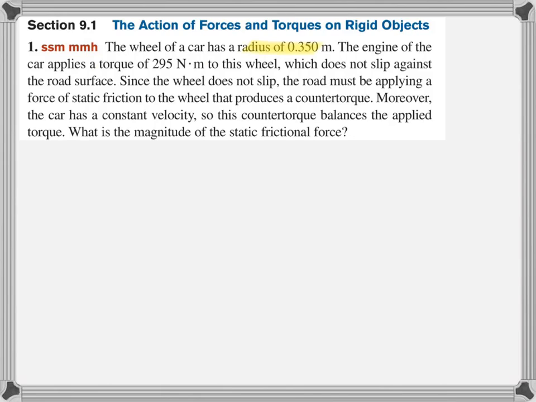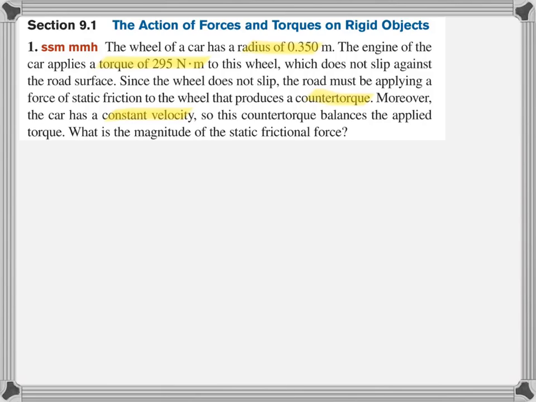Okay, so let's focus on the main things. They give us the radius, the torque caused by the engine, and there's going to be a counter torque caused by the friction, giving a net torque of 0. Now, torque is how quickly the circular acceleration is. A net torque of 0 means that this wheel is not accelerating; it's still turning, like we did with a constant velocity.